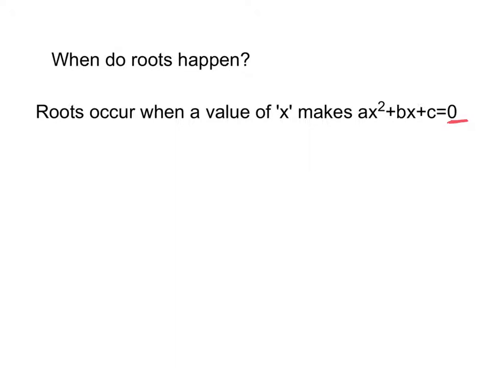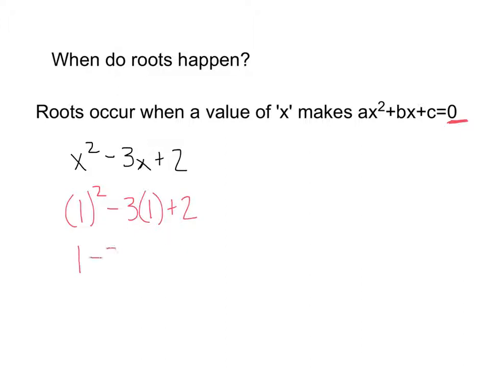For example, let's take this example. X squared minus 3x plus 2. If we were to evaluate this for, say, the number 1, we'd get 1 squared minus 3 times 1 plus 2. 1 squared is 1, minus 3 plus 2. 1 minus 3 is negative 2. Add that to 2, and you get 0 back. So the value x equals 1 is a root for this problem.